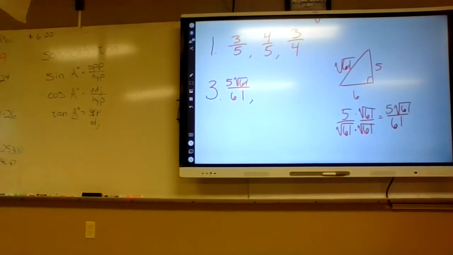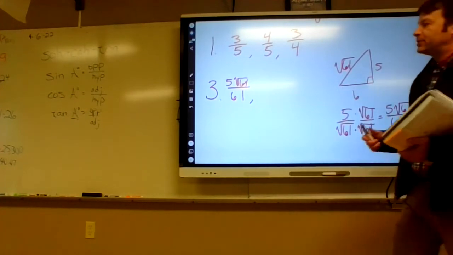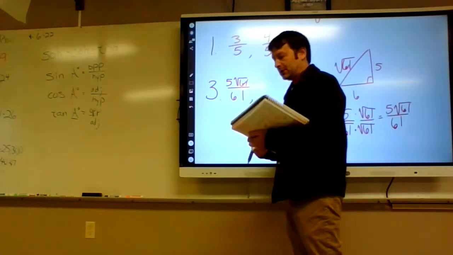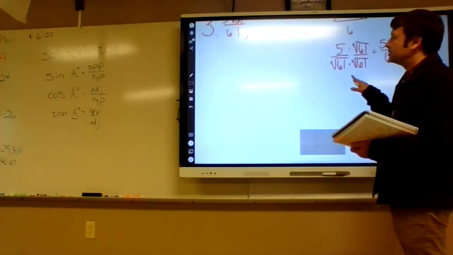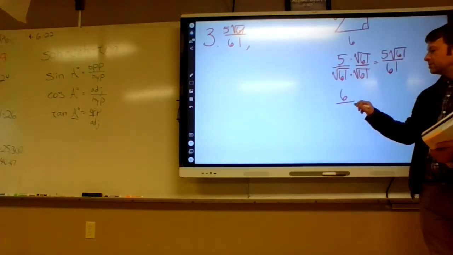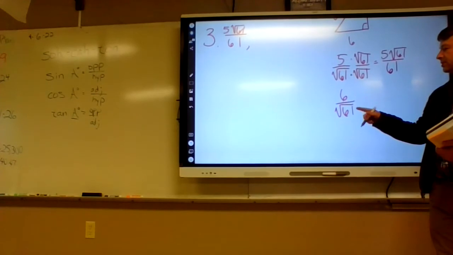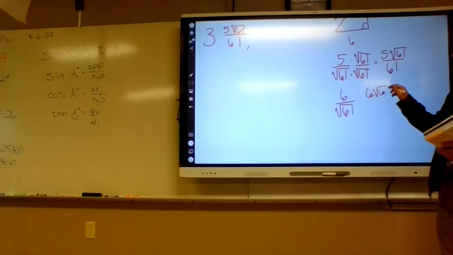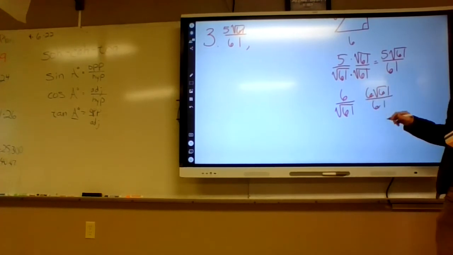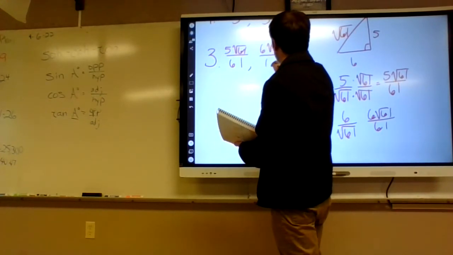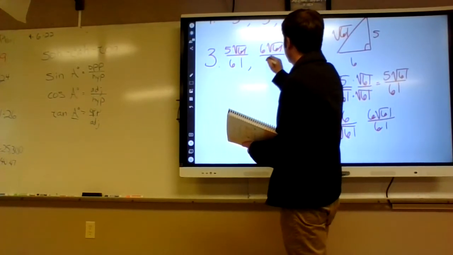Okay. Number 3, cosine of D. So Montana, for cosine, we need adjacent over hypotenuse. So what's adjacent to angle D? 6. And what's the hypotenuse? Square root of 61. Correct. So we have to multiply by square root of 61 again. So it's kind of the same thing as the last time. It's just going to be 6 square root of 61 over 61. That's getting messier and messier.